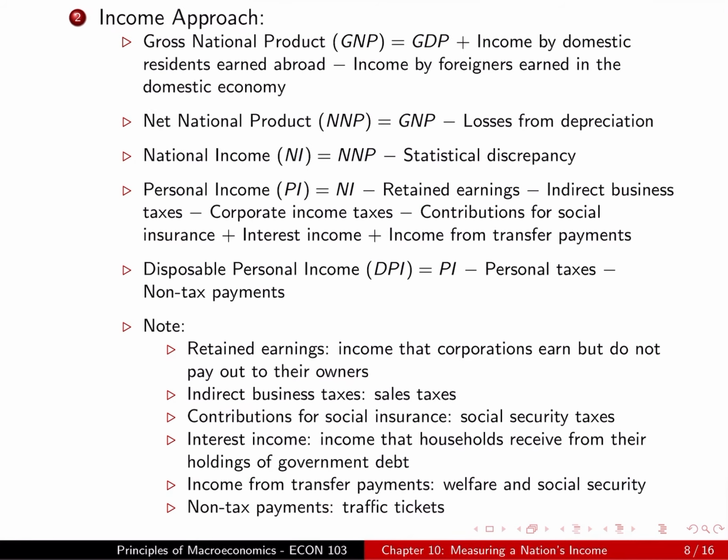Note that retained earnings is the income that corporations earn but do not pay out to their owners. Indirect business taxes, for example, sales taxes. Contributions for social insurance, for example, social security taxes. Interest income is the income that households receive from their holdings of government debt. Income from transfer payments, for example, welfare and social security. Non-tax payments, for example, traffic tickets.